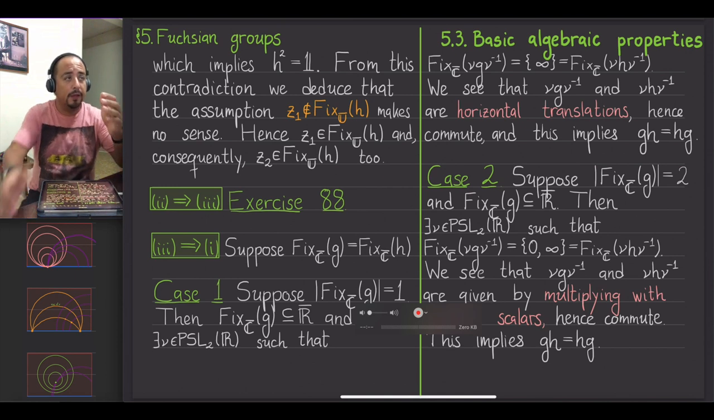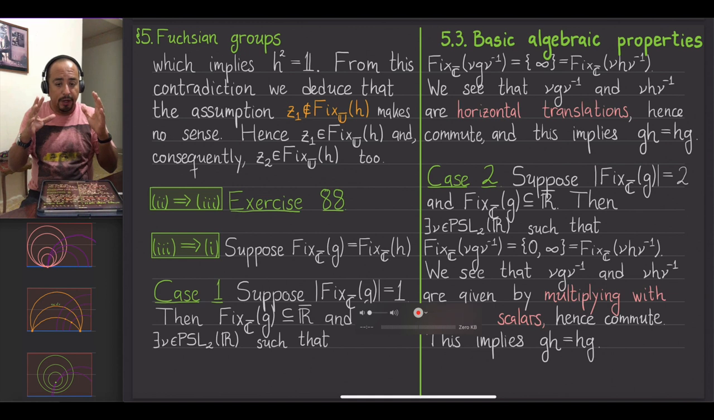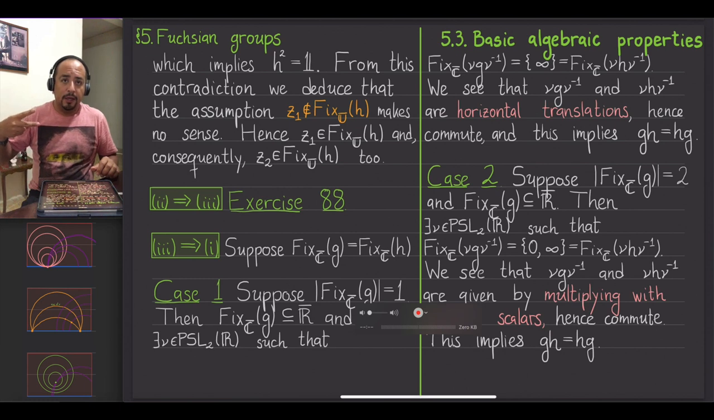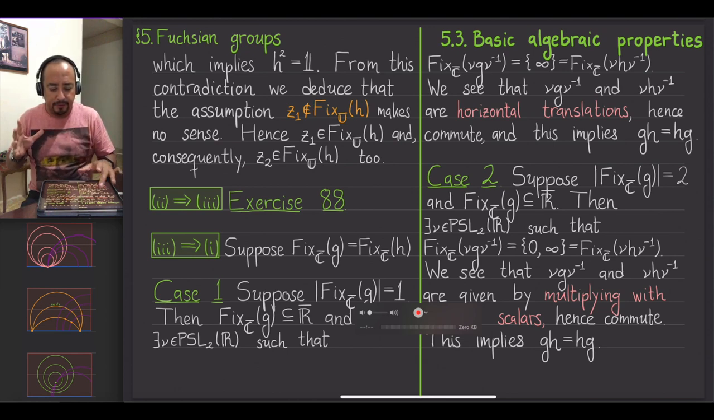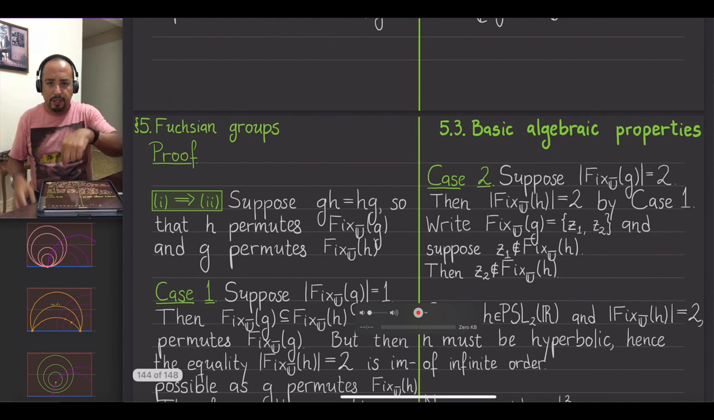The reason is that we know that if we are given a non-identity element of PSL2R, then if it is parabolic, its unique fixed point in C bar lies in R bar. If it is hyperbolic, then its two fixed points in C bar lie in R bar. And if it is elliptic, then its two fixed points in C bar come as a pair of conjugate complex numbers. Right? And if you think about that, which is what I'm sketching underneath my image.